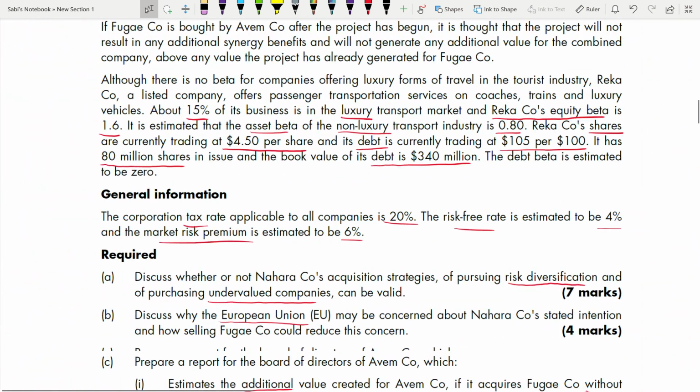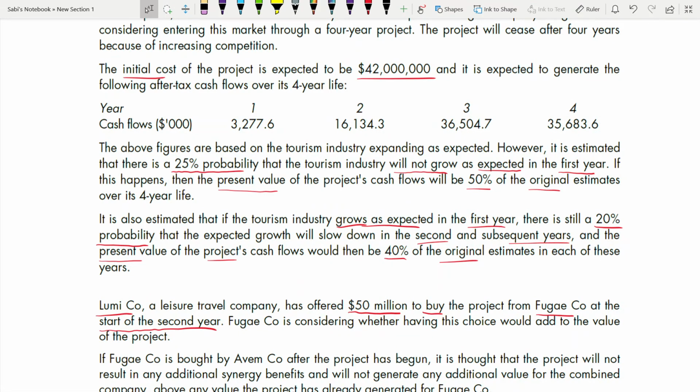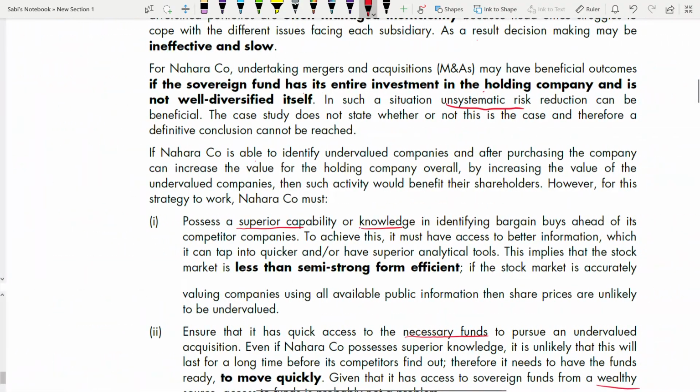So if you go up and see, here we have been told it is also estimated that the tourism industry grows as expected in the first year. There is 20% probability that expected growth will slow down in the second and subsequent years. It will slow down by 20%. That means after that slowdown of 20%, they will now be having 80%. And the present value will be how much? 40% of the original estimate.